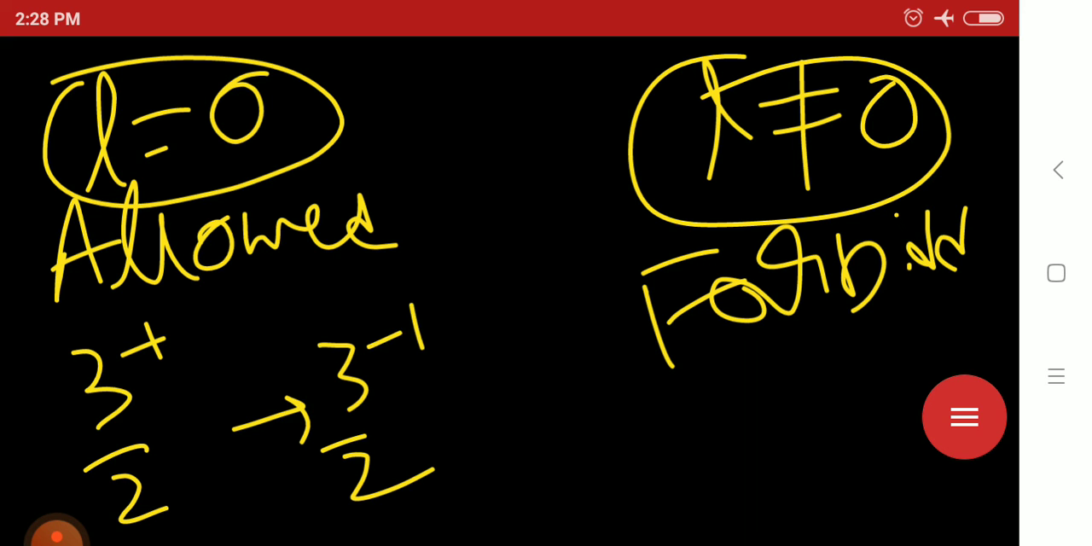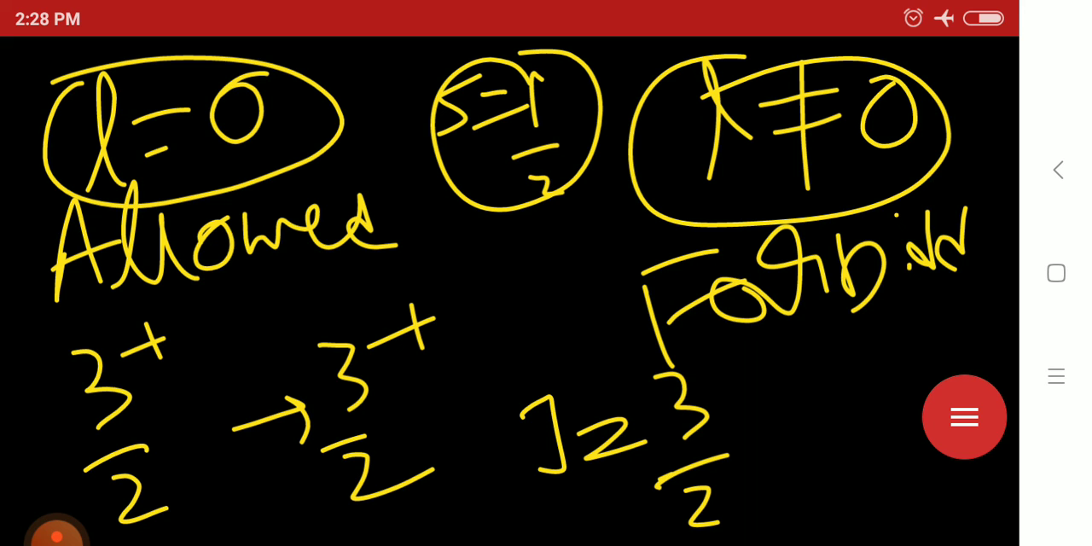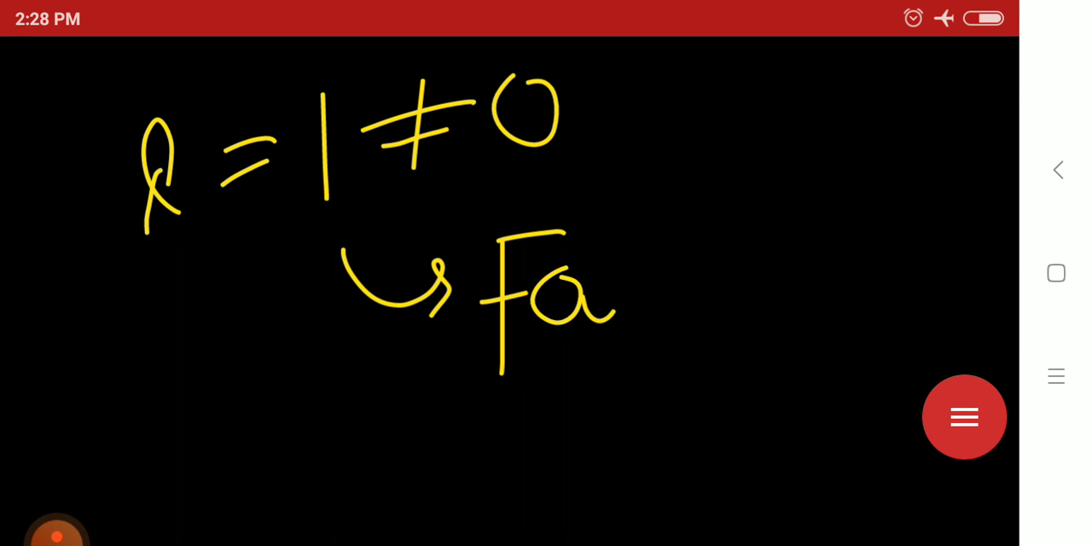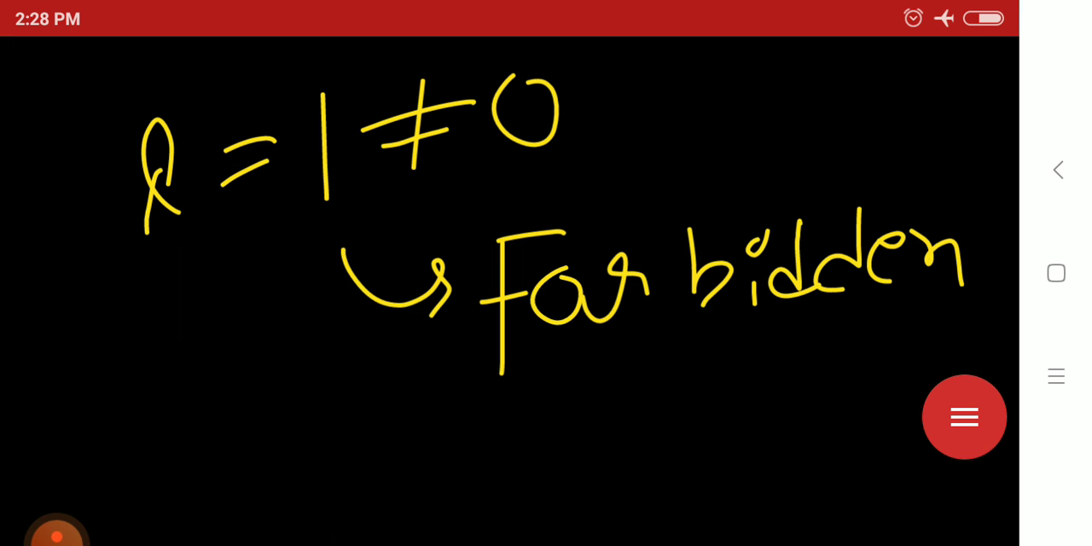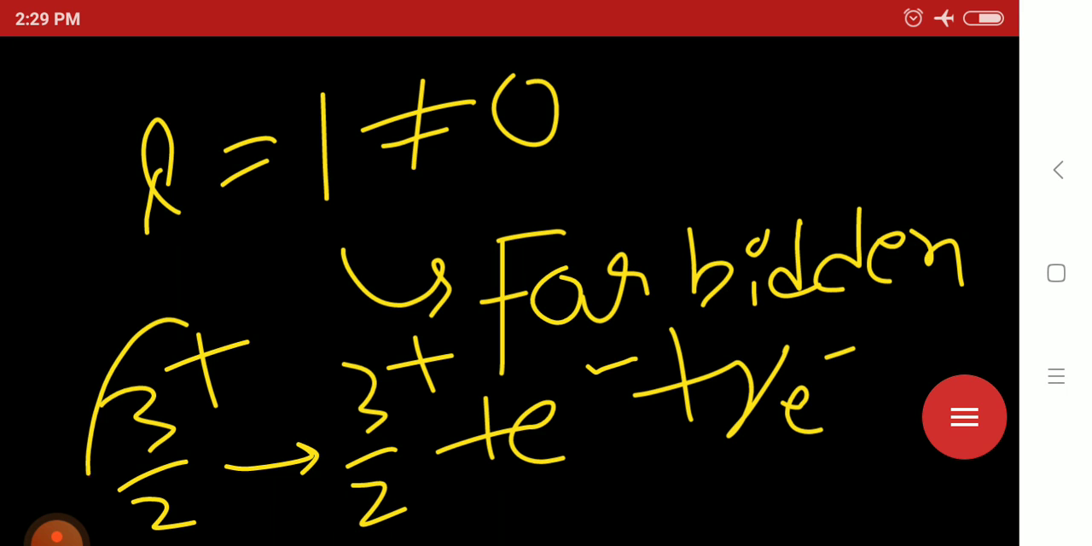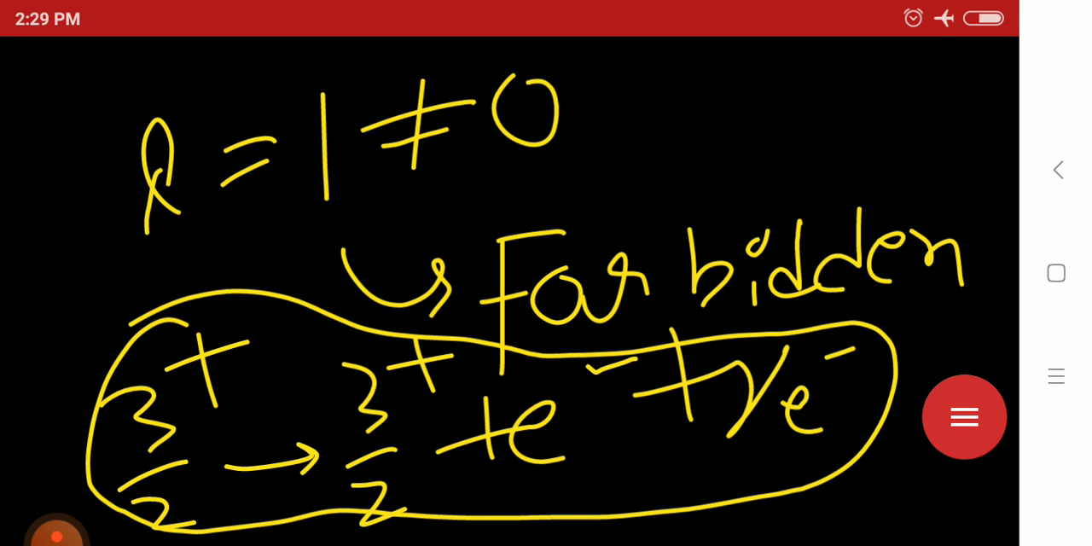That means J value is 3 by 2. J value 3 by 2 means spin is opposite, spin is always half. That means L value is 1. L value is 1 means L not equals 0. L not equals 0 means that is a forbidden transition, first forbidden transition. That means 3 by 2 plus to 3 by 2 plus, electron plus neutrino, this is not allowed. This is a forbidden transition.